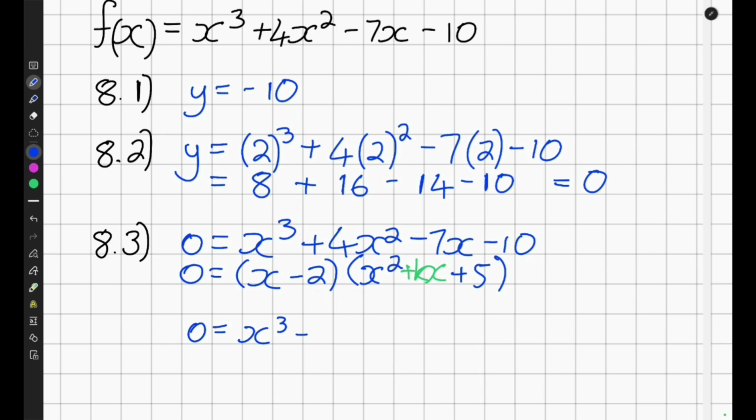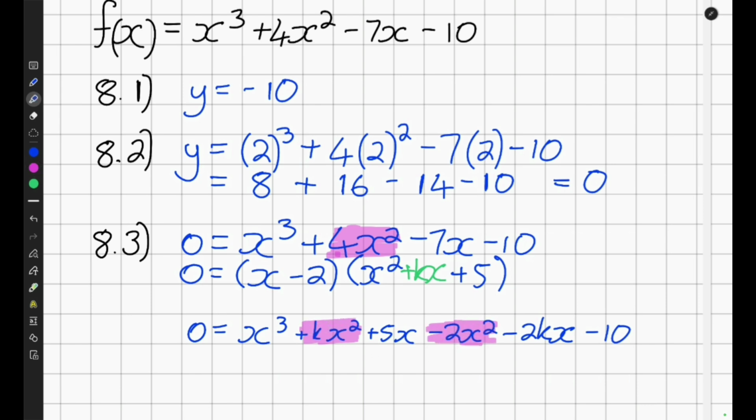So x cubed plus kx squared plus 5x, and then I'm going to take the minus 2, so minus 2x squared minus 2kx, and then minus 10. And now the magic of this method is I can now choose if I want to work with x squared or just x. Let's go for x squared in this case. So in my original equation, it was 4x squared, and in this FOILed out version, I have a kx squared and a minus 2x squared.